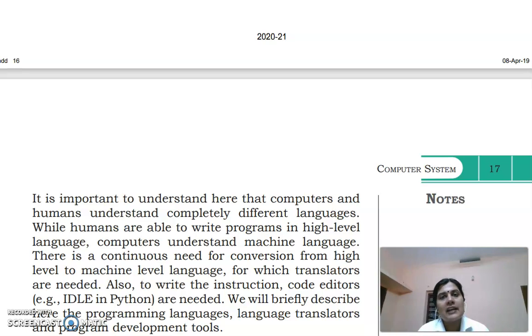The computer cannot understand our languages like English or Malayalam. It can understand its own language, which is known as machine language. Computers can only understand this machine language. So if we give input in our language, the computer cannot understand it, so we have to convert this language into machine language.